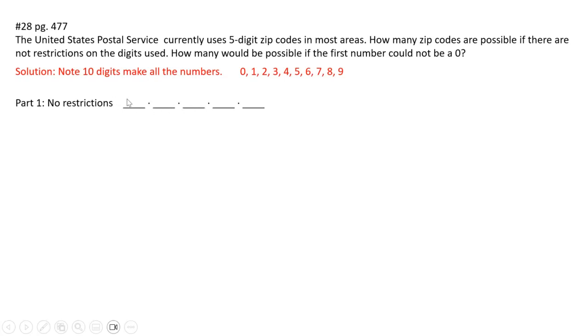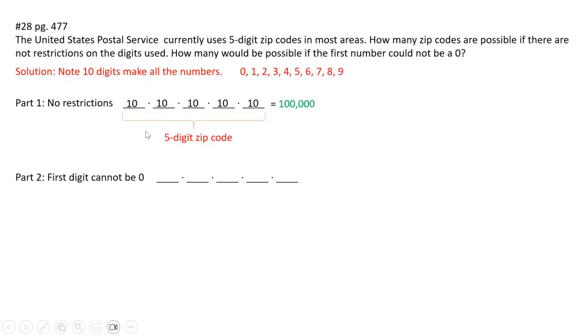And here, right, no restriction on the 5-digit zip code. So how many can go first? It's going to be 10. How many can go second? 10 and 10 and 10 and 10 because there's no restriction. So you multiply those out, so it'll be 100,000. 100,000 possible ways.